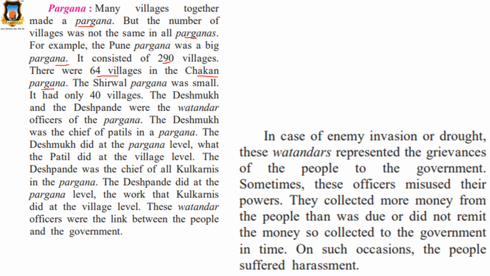Then Shirwal. The Shirwal Pargana was small. It had only 40 villages. Shirwal also comes on that side, where Katras and all are. The Deshmukh and Deshpande were the Watandar officers of the Pargana.